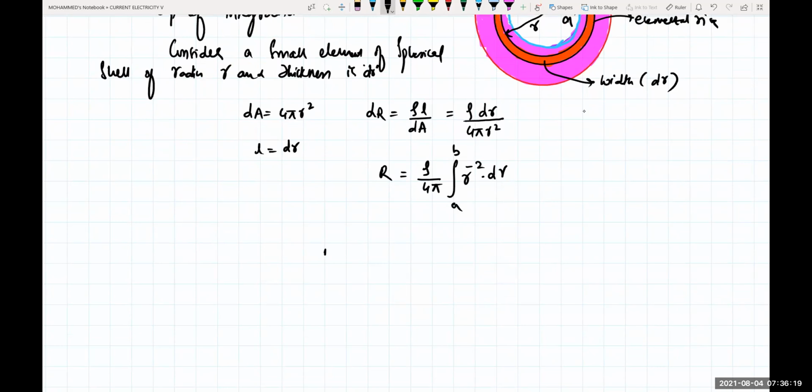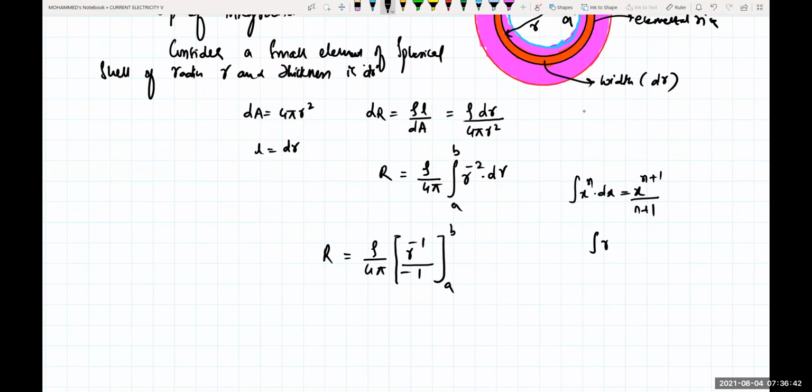So R will be equal to rho divided by 4 pi, integral of r to the power of -2 dr. How much is it? r to the power of -1 divided by -1, with limits from a to b. Integration idea: the integral of x to the power of n dx is equal to x to the power of n plus 1 divided by n plus 1. Here we have r to the power of -2 dr, so in place of x we write r to the power of -2 plus 1 divided by -2 plus 1. So we get r to the power of -1 divided by -1.